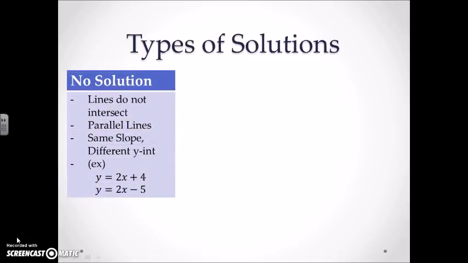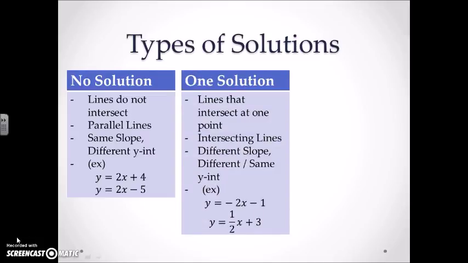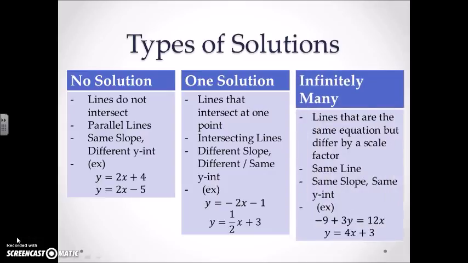We can have no solution, in which the lines do not intersect, which will be parallel lines. We have one solution, where the lines intersect at only one point. And then we also have infinitely many solutions, in which the lines are exactly the same equation.